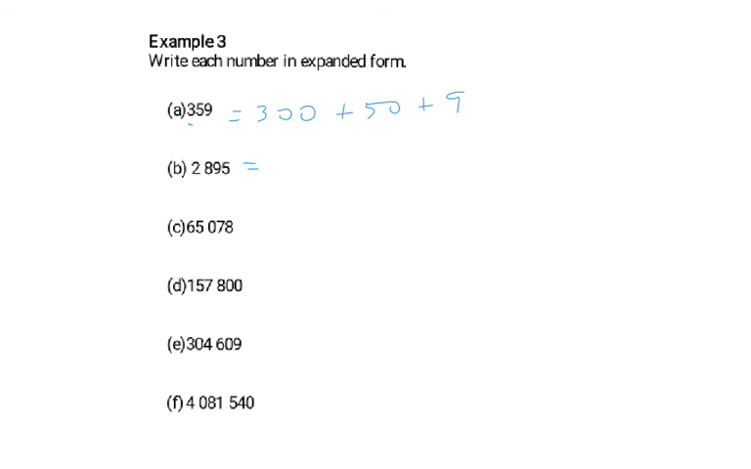So our next one is 2,000 plus 800 plus 90 plus 5. You may want to press pause and try the others on your own first, and then hit play again and check your answers. Okay, for C we have 65,000, so we have 60,000 plus 5,000 plus, we can ignore the hundreds, plus 70 plus 8.